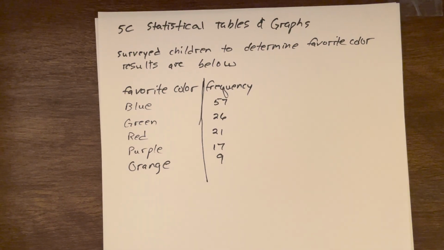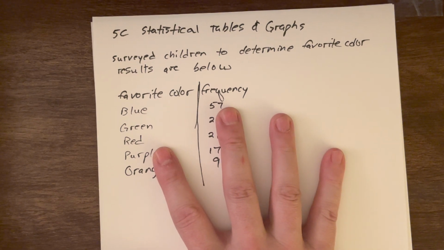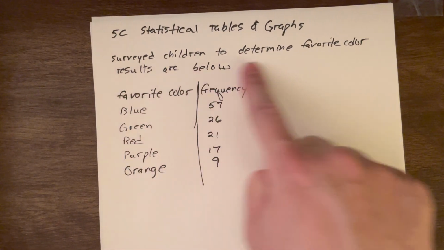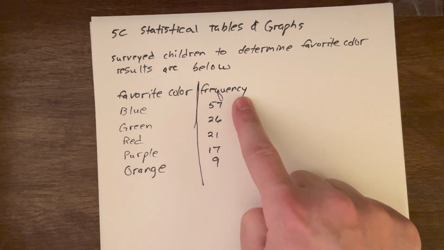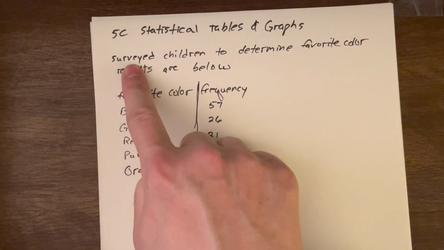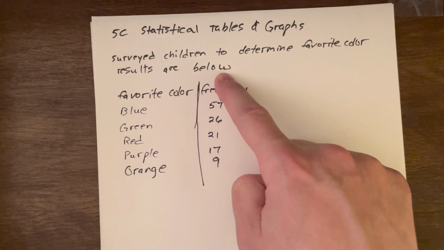Hello. In this video, we'll pick up where we left off in Monday's class. We had initially started talking about frequency tables. So right now, I wanted to jump right back to where we were. In this little table, I've got a frequency table, I've got categories, and I've got the frequency. Specifically, we surveyed children to determine their favorite color, and the results are given below.